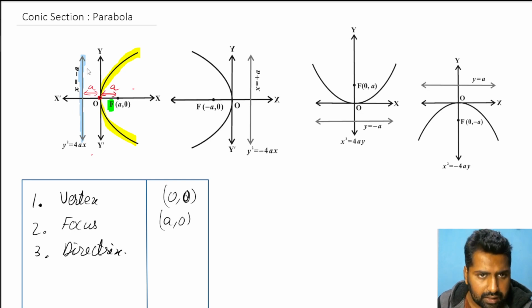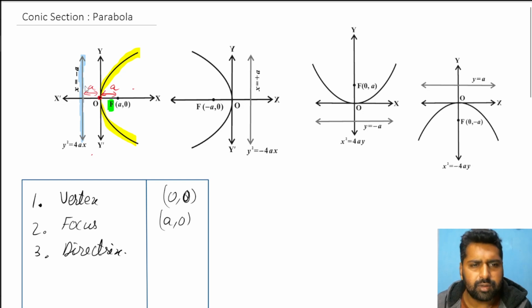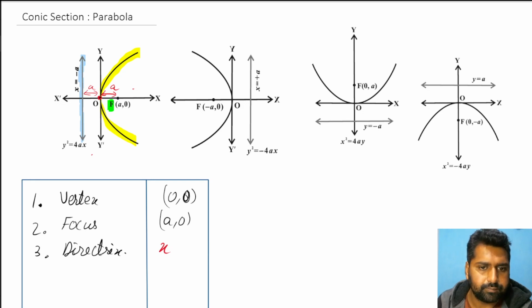So it is a line parallel to your y-axis, or as such you can think of it as kind of parallel to your parabola, not exactly parallel. Any line which is vertical in nature will have the equation x is equal to something. Right now it's a distance towards the left of the origin, so the equation is x equal to minus a.